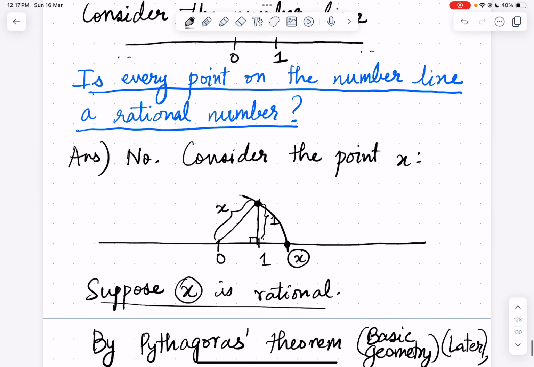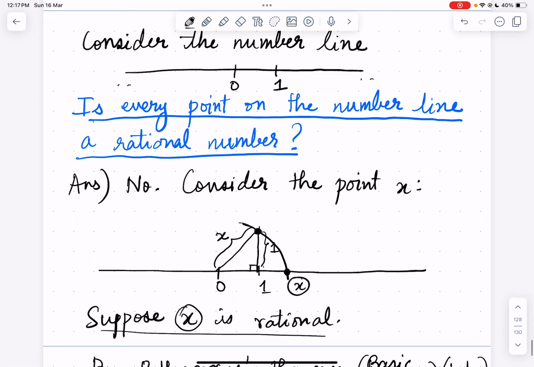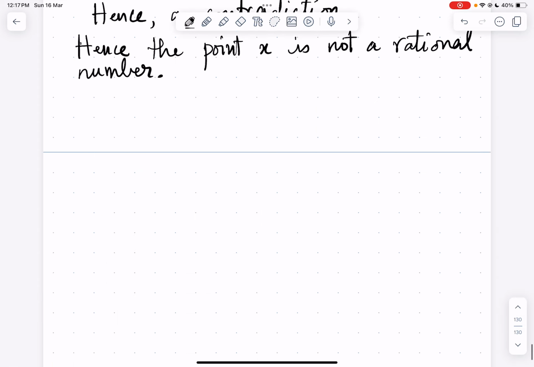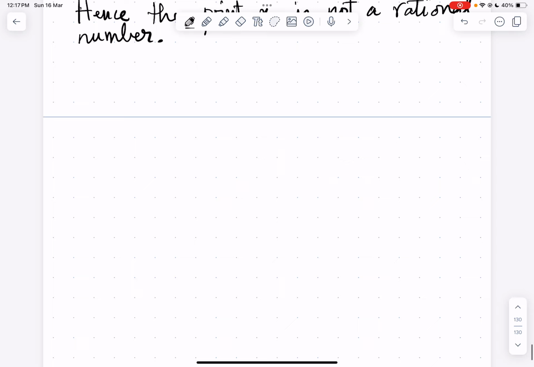So the answer to the question, is every point on the number line a rational number, is no. The points on the number line which are not rational numbers are called irrational numbers.